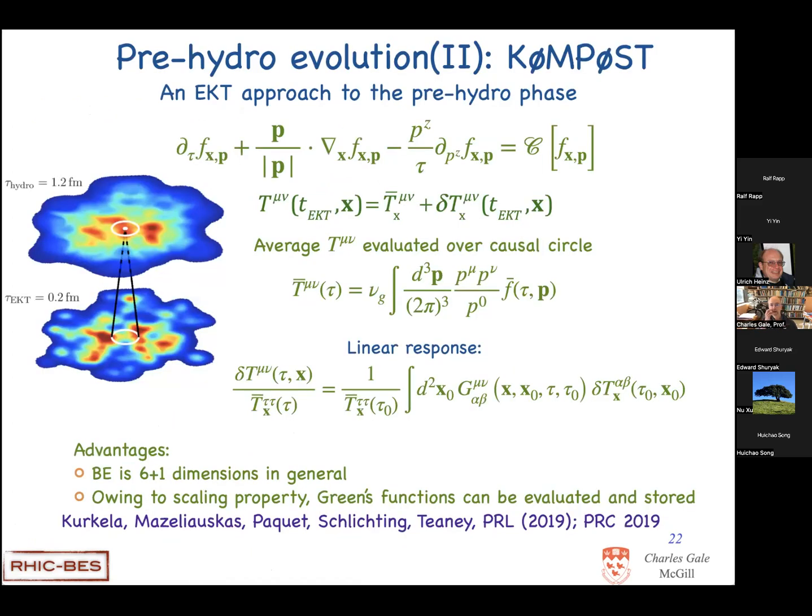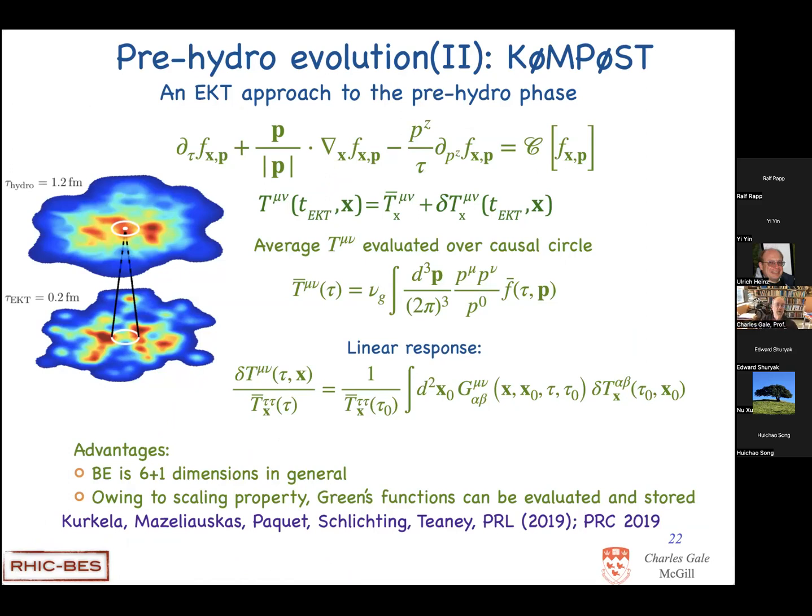So the pre-equilibrium evolution. Just before the hydro, there's been some development, and several calculations by several people. Let me show one here. This calculation is dubbed KoMPoST, from the initials of the people involved, and some O's judiciously or not inserted.